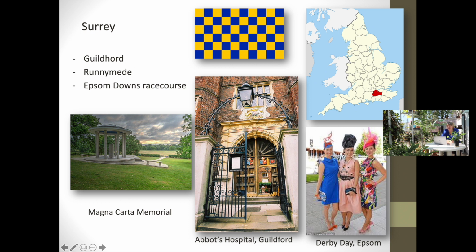What is Runnymede famous for? This is a place on the River Thames, and it is known for its connection with one of the most important documents in English history, the Magna Carta. So this was a document that King John Lackland was forced to sign by his nobles, by his barons.